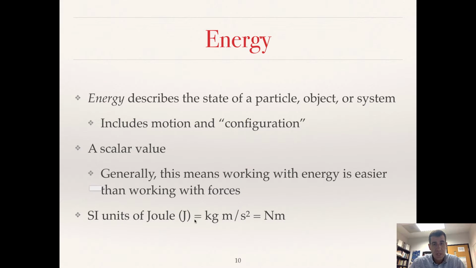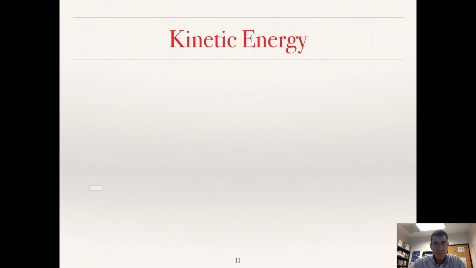We'll get to how you calculate energy in a minute, but just to put it on here, the SI unit for energy is the joule, named after James Prescott Joule. The abbreviation is capital J, and a joule is a kilogram times a meter per second squared, or also a Newton times a meter.